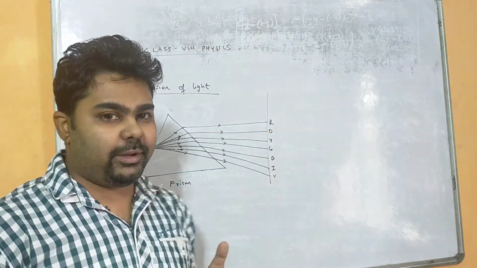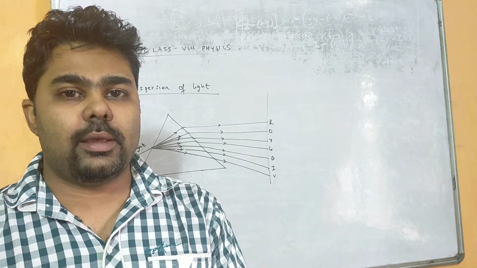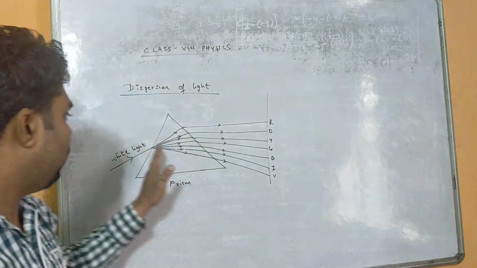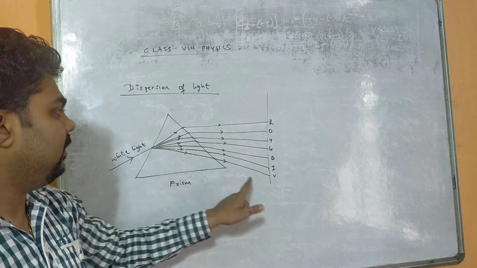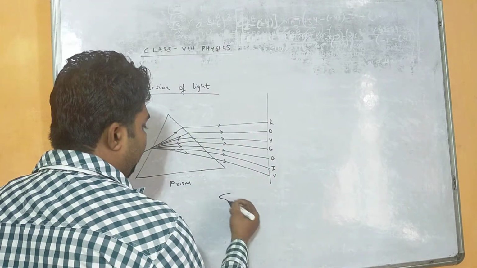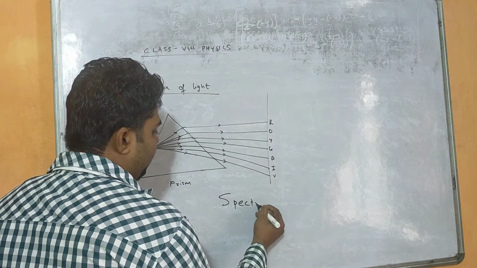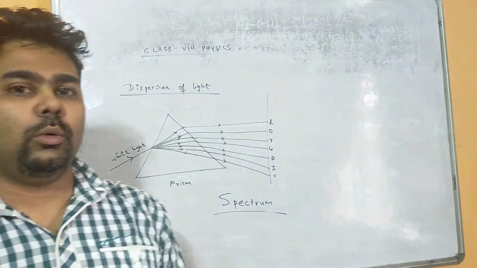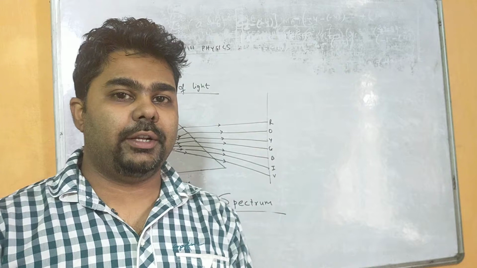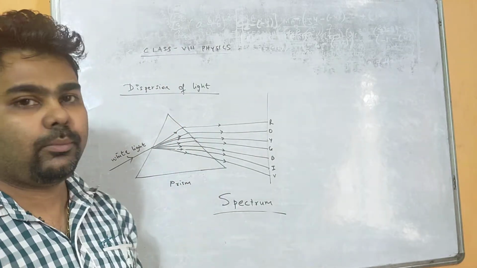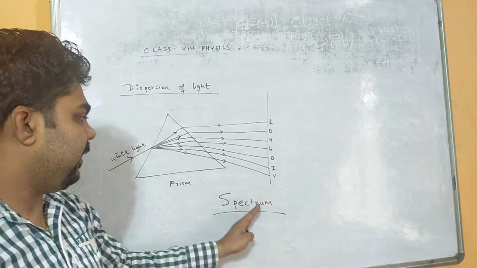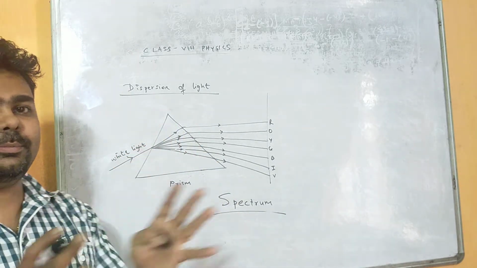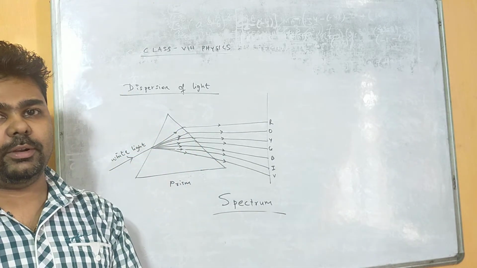And what is a spectrum then? The band of 7 colors which is formed when white light is passed through a prism is called a spectrum. Okay, so this is the band of 7 colors which is formed when white light is passed through a prism. So this spectrum is formed when white light gets split into 7 different colors.